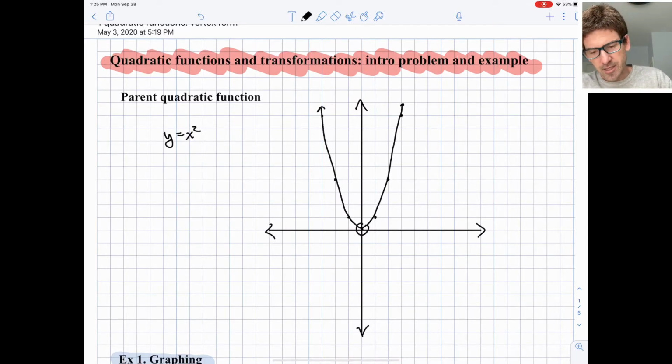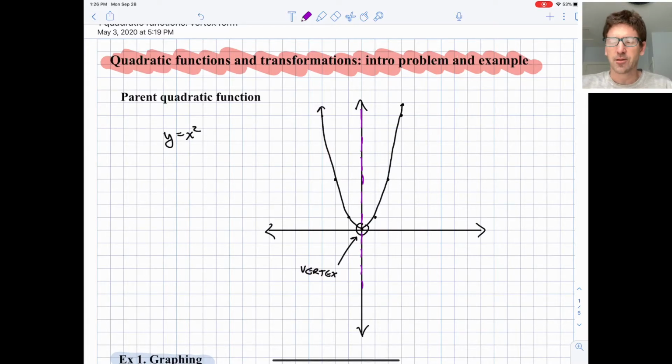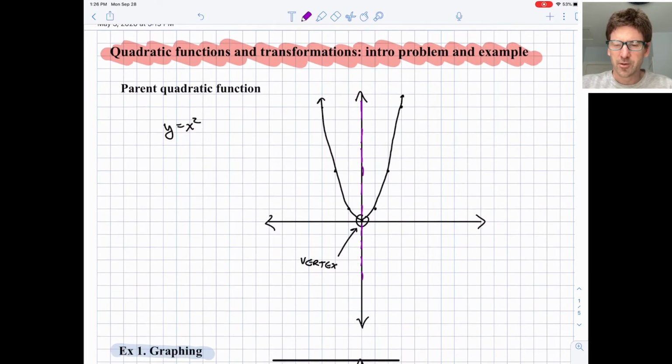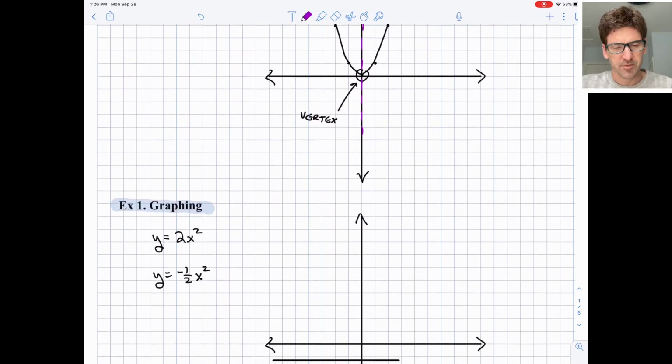This point right here is called the vertex of the parabola, the point that's on the axis of symmetry. I consider this the y-axis in this case, but the vertical line going down through the vertex to be the axis of symmetry. And I consider this parabola to be one that I say that it opens up. You can imagine a parabola opening downward as well if it was flipped in the vertical dimension. So that's the parent function y equals x squared. Let's graph some modified forms of this parabola.